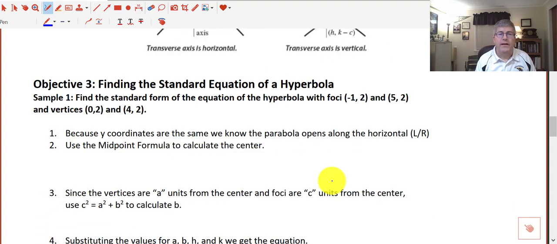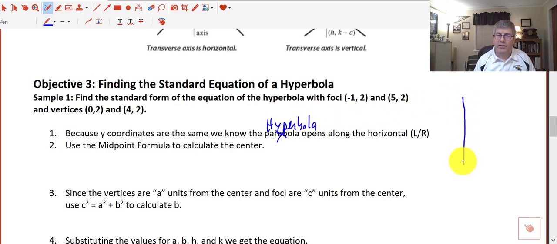Objective 3, finding the standard equation of a hyperbola. Find the standard form of the equation of the hyperbola with foci at (-1, 2) and (5, 2), and vertices at (0, 2) and (4, 2). Because our y-coordinates are the same in both our foci and our vertices, we know that this hyperbola opens along the horizontal. It's going to open left and right.